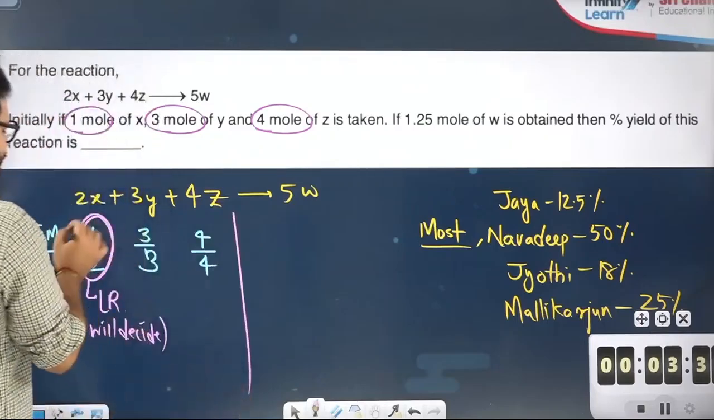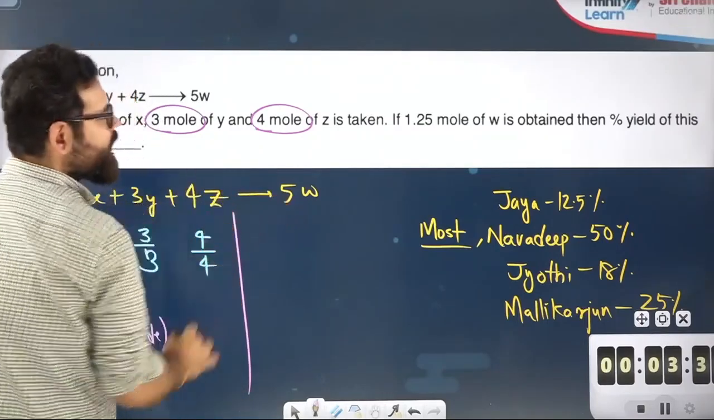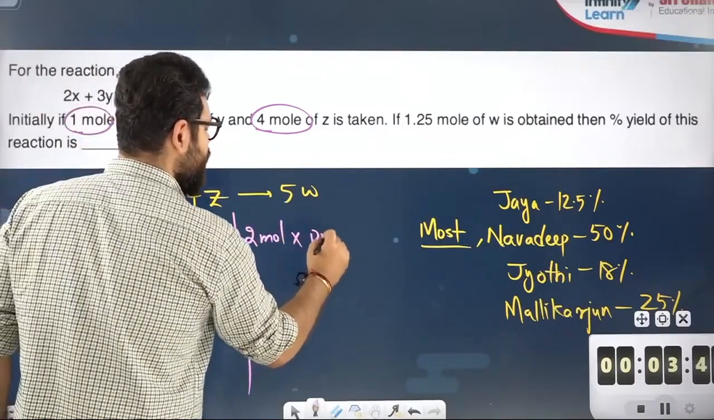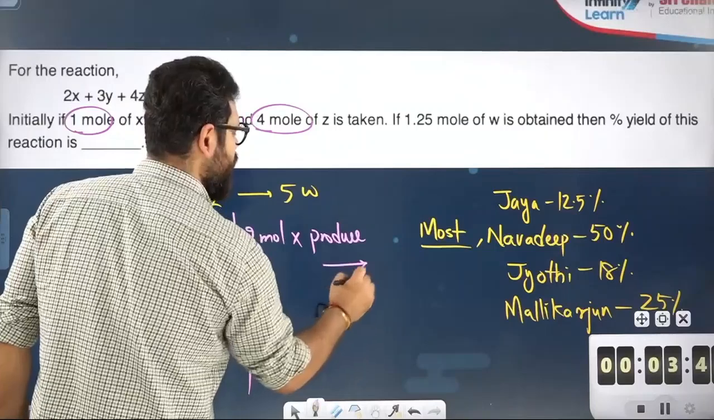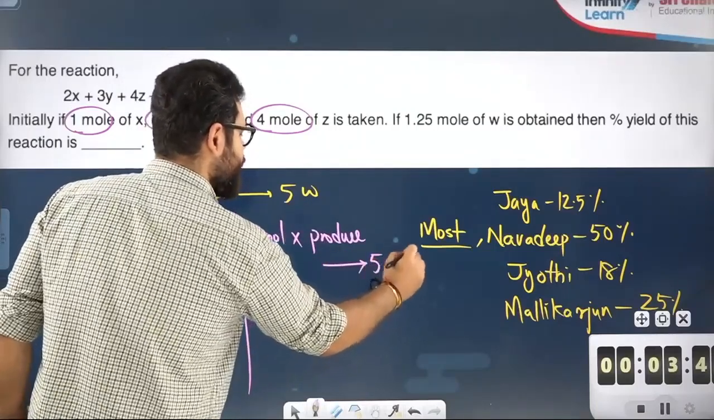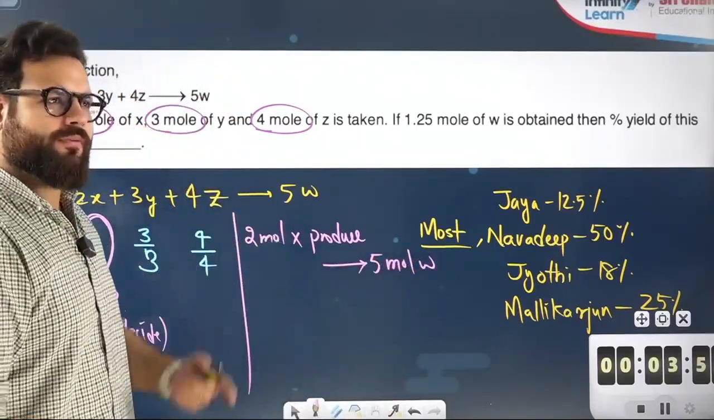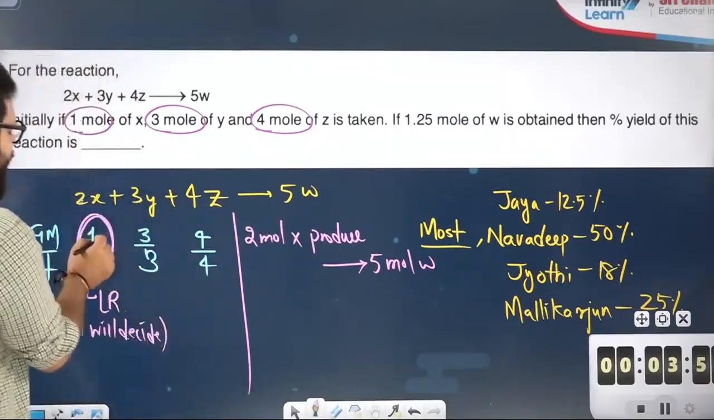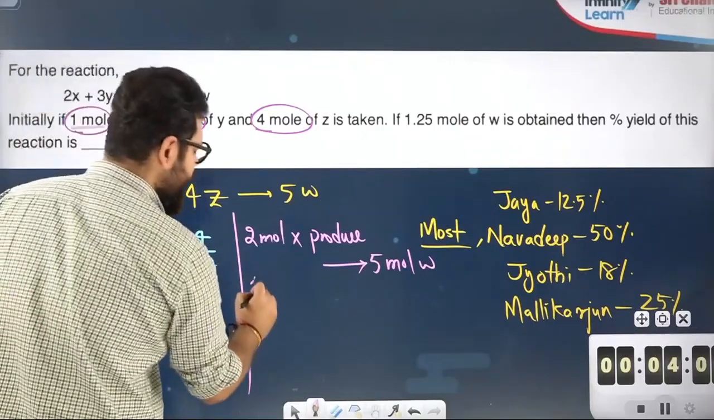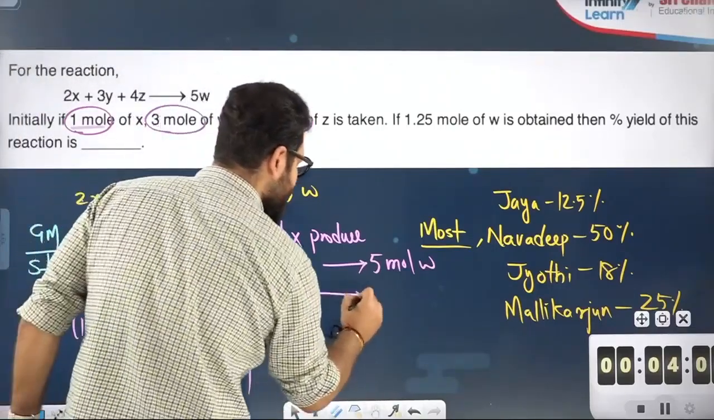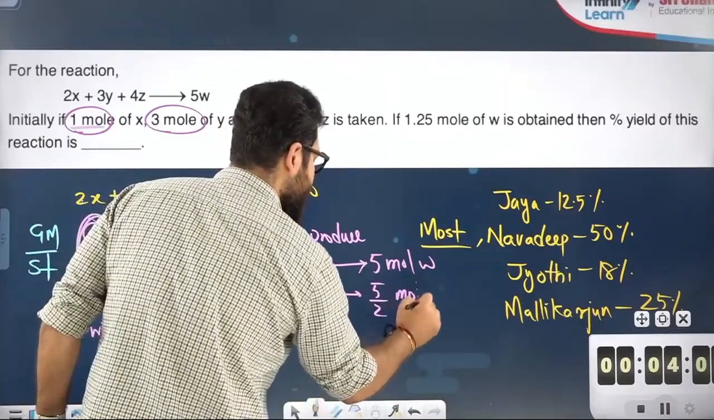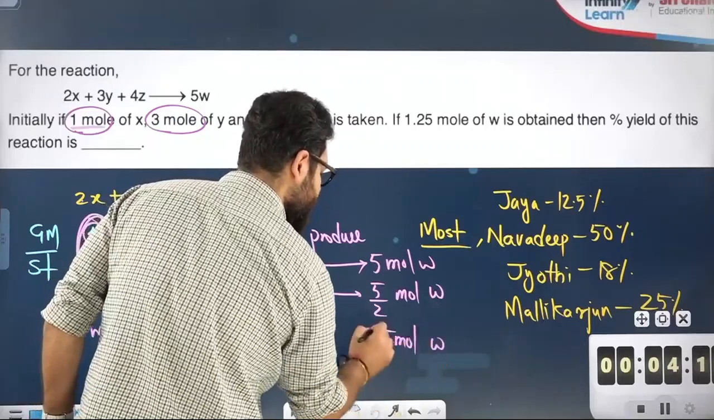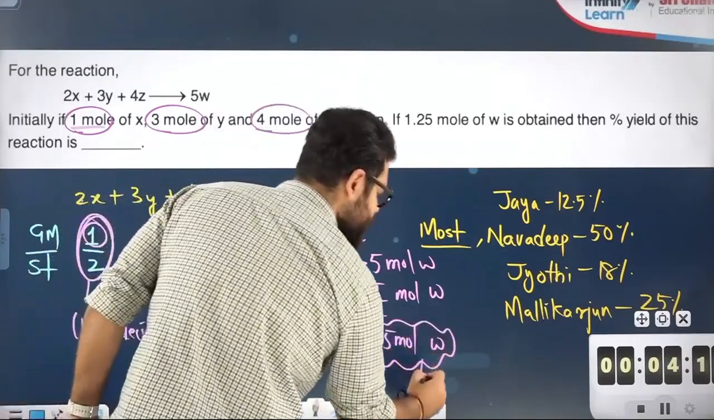Now, if 2 moles of X are used, then 5 moles of W are produced. So 2 mole X produces 5 mole W. We have taken 1 mole of X, so 1 mole of X will produce 5 by 2 mole W, which is 2.5 moles W. This is not the answer yet. This is the theoretical yield.